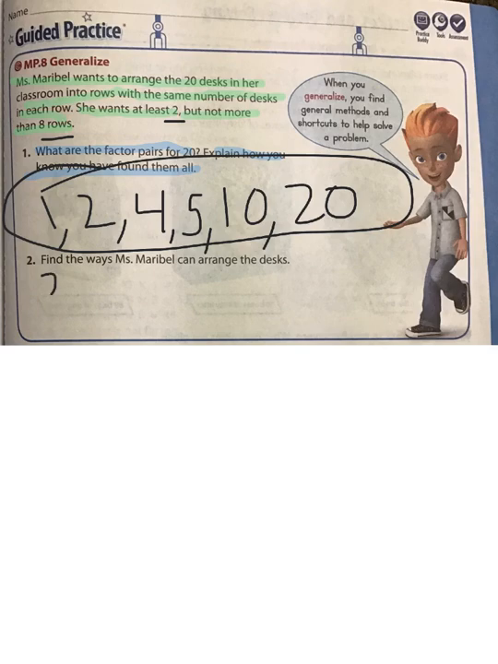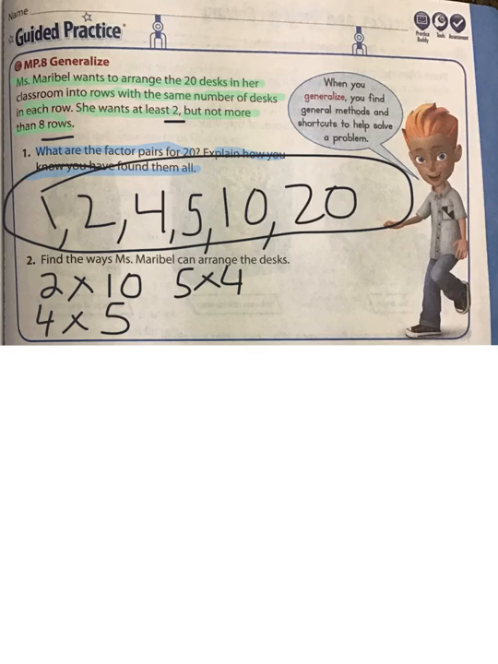2 rows of 10 would work. 4 rows of 5 would work. 5 rows of 4 would work. She does not want any more than 8, so 10 rows of 2 would not work and 20 rows of 1 would not work. These are the only ways she could arrange the desks.